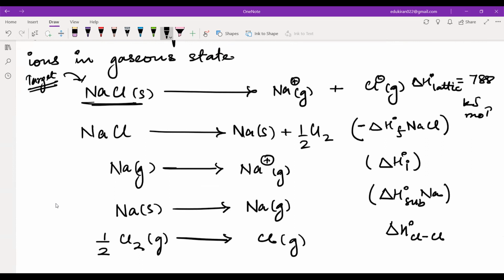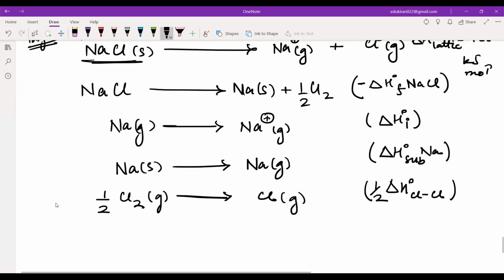The bond was there, Cl. I broke that bond, and I can just multiply by half, because I have written the reaction in terms of half mole of Cl2. So if delta H0 Cl is the bond dissociation enthalpy of 1 mole of Cl2, then for half I will just multiply by half. Yes or no? Any problem, guys?